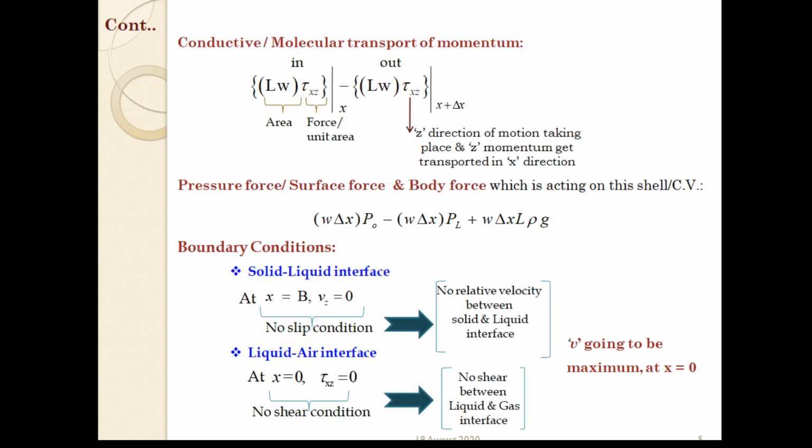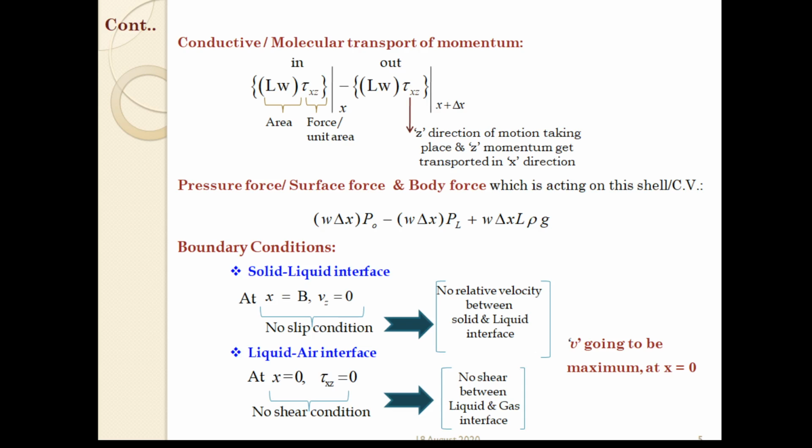So the pressure force acting on that shell will be this pressure force acting over that control volume. On which area is the pressure force acting? On W, the width of that control volume or the shell, multiplied by del x, the thickness. So W into del x is the area on which the pressure force, or the surface force, is acting. So the pressure force will be W into del x multiplied with P naught, which is the in term, minus the out term, W into del x multiplied with capital P L.